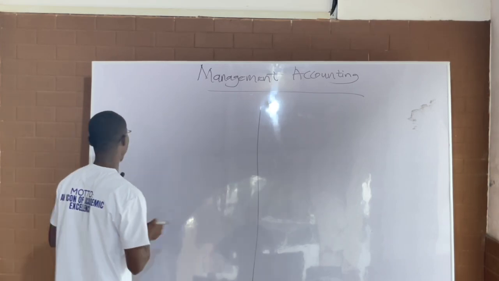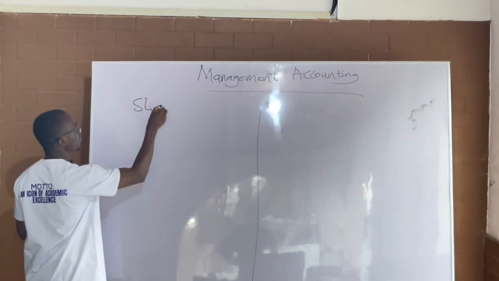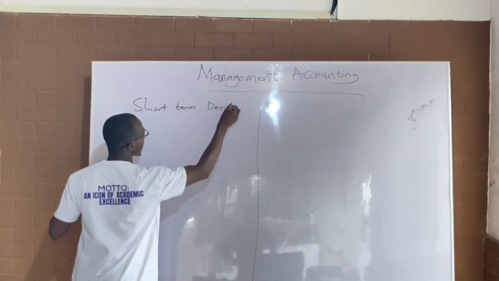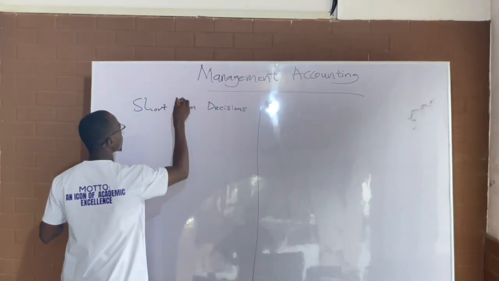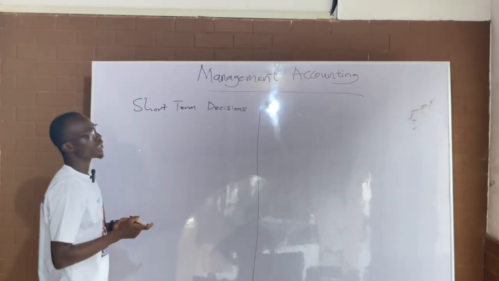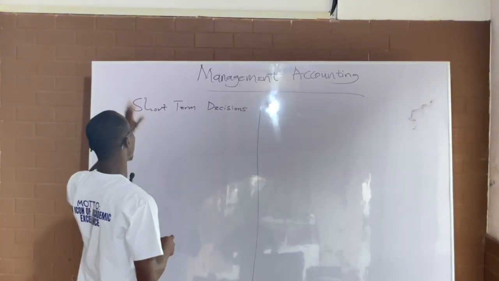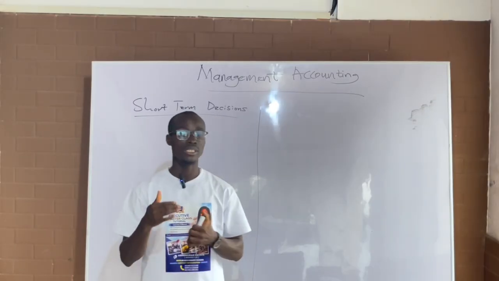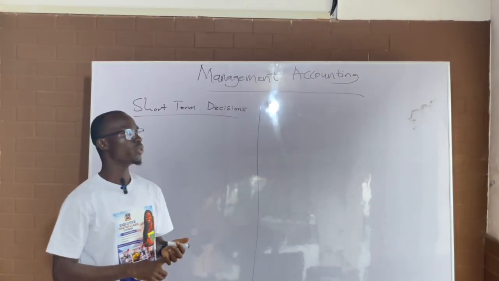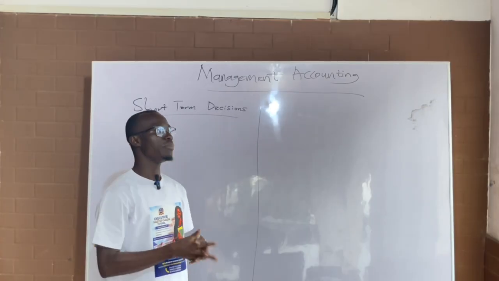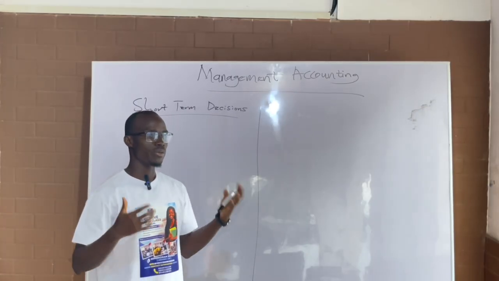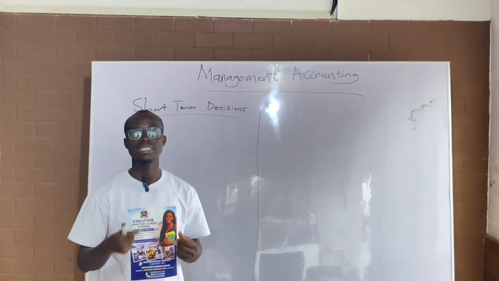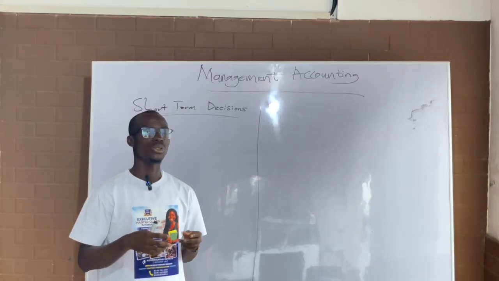When it comes to the short-term decisions, under this topic in management accounting, we are going to go through a lot of subtopics. We're going to go through relevant costing. We'll check on the make or buy decision. As we go along, we're going to also check on further processing. We'll check throughput accounting and also limiting factor analysis. So we'll go through a lot.